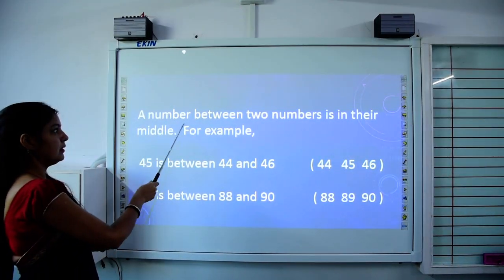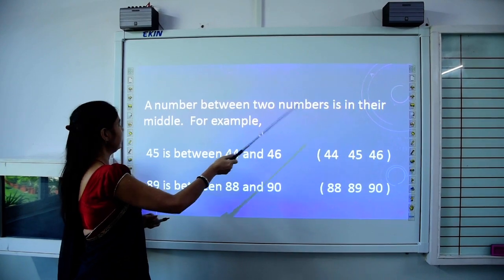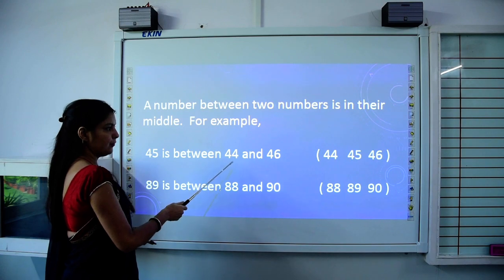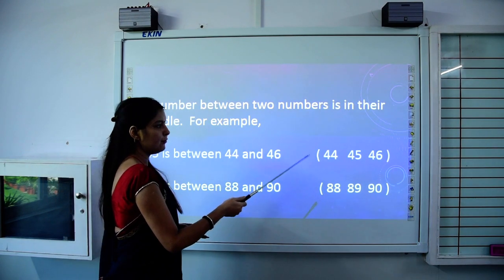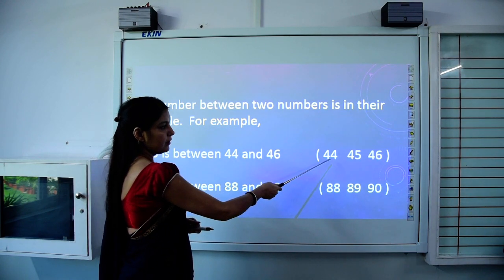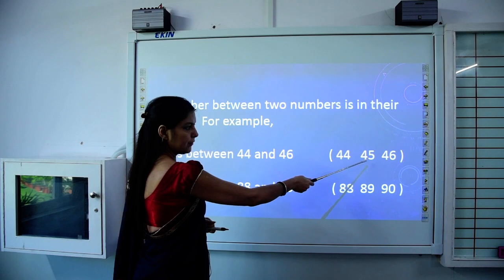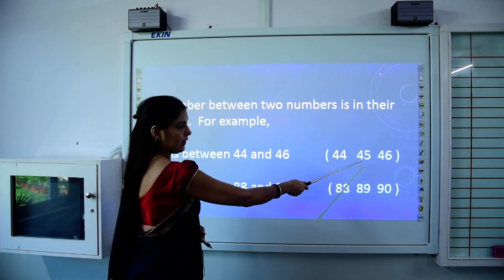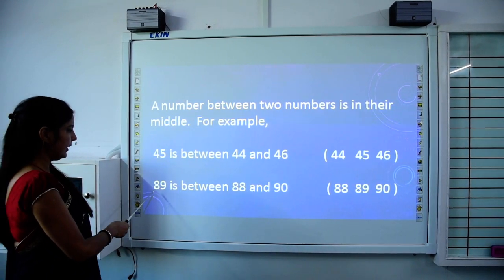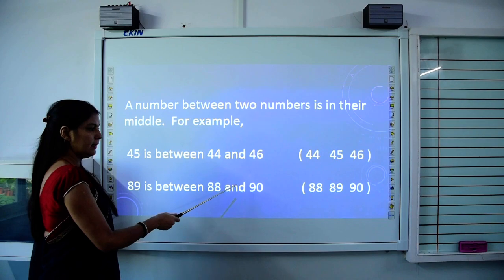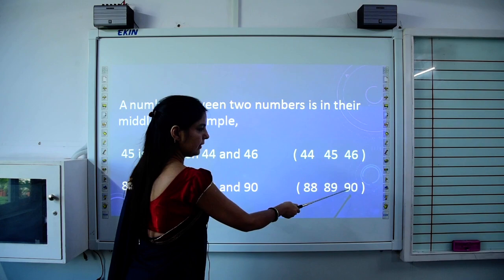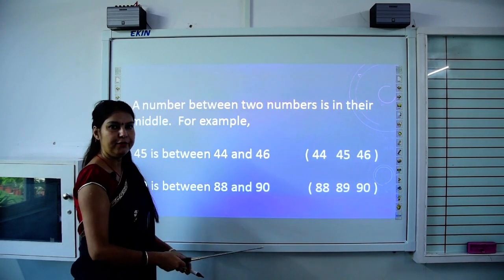Now a number between two numbers is in their middle. For example, 45 is between 44 and 46. Here we have to speak the counting. After 44 what will come? 45. So the middle number is the between number: 44, 45 and 46. Let's take one more example. 89 is between 88 and 90. 88, after 88, 89, then 90. So 89 is the middle number of it.